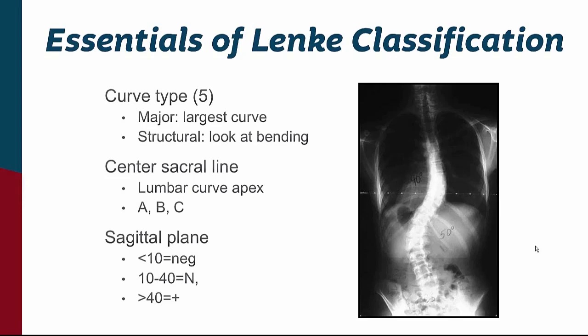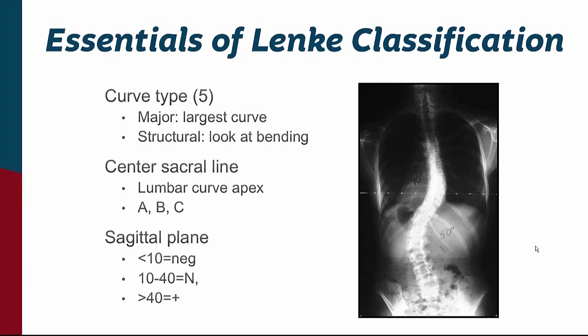Finally, we look at the thoracic sagittal plane and see if it's negative, lordotic, neutral, 10 to 40 degrees of kyphosis, or greater than 40 degrees of kyphosis, hyperkyphotic. Based on these, we get an overall classification.